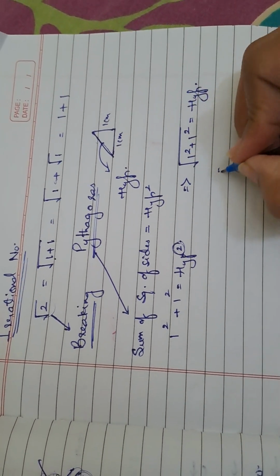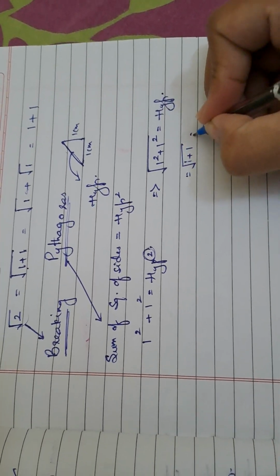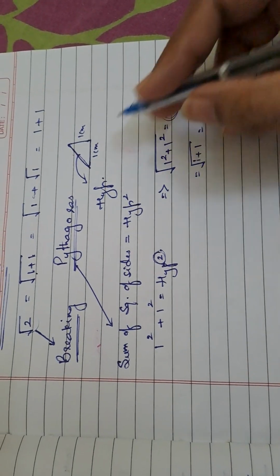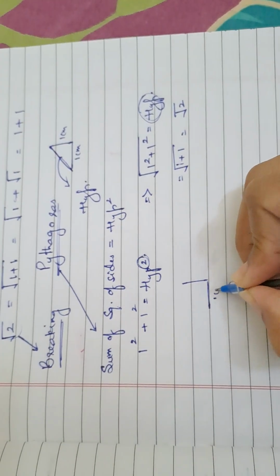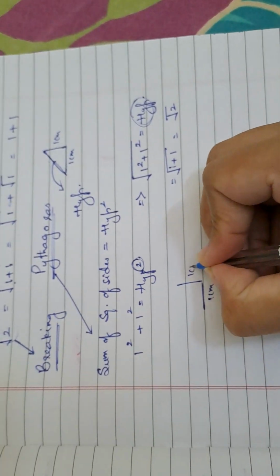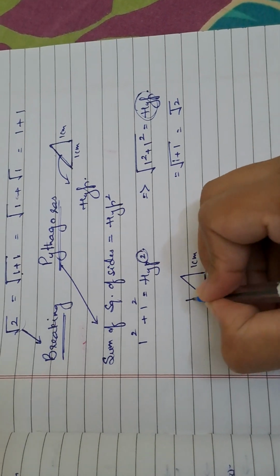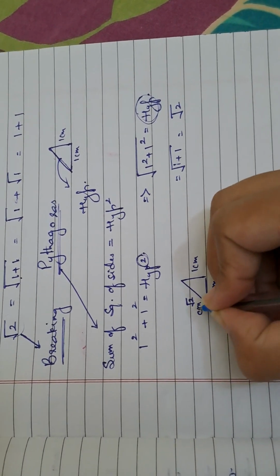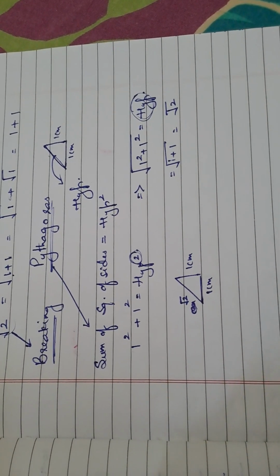So 1 square plus 1 square is 1 plus 1, the root is there already, it becomes root 2. So the hypotenuse length that you're getting is root 2. When I mark 1 centimeter here, 1 centimeter here, and I join these 2 points, this length that I get will be root 2. What will its value be? It will be root 2.